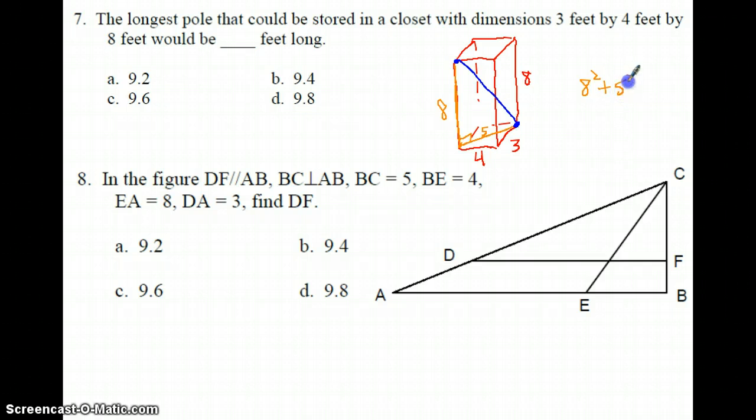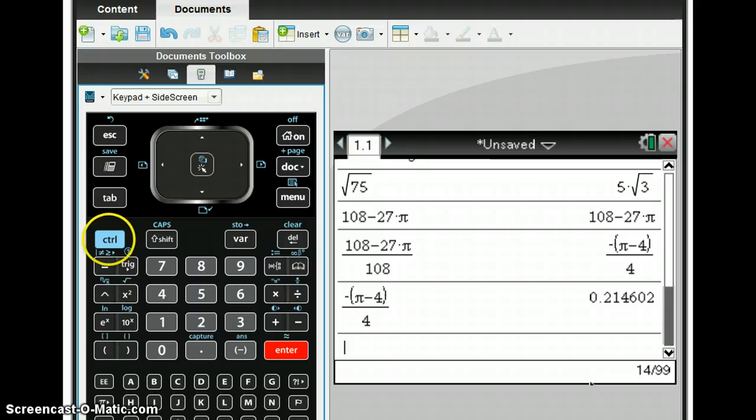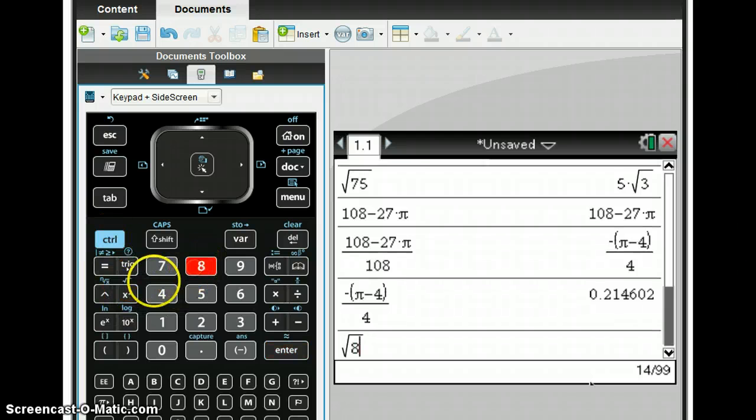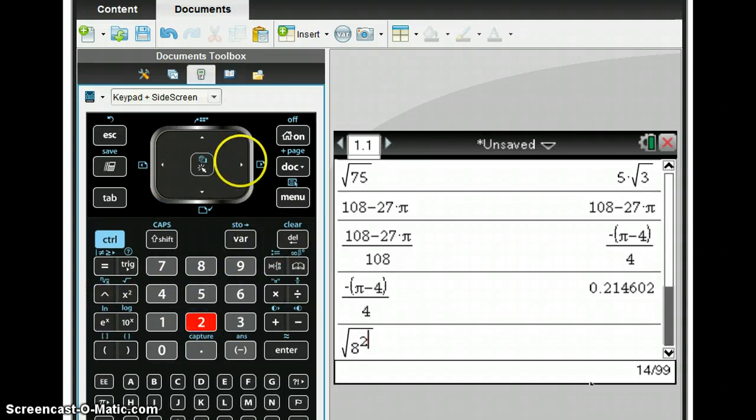Sorry, I had to sneeze there. And I take the square root of that. So let's do that. The square root of 8 squared plus 5 squared.